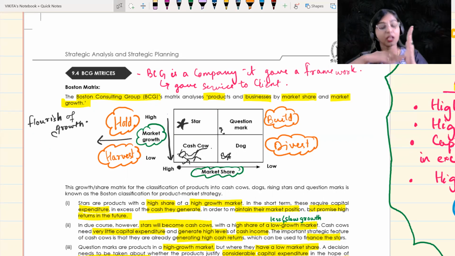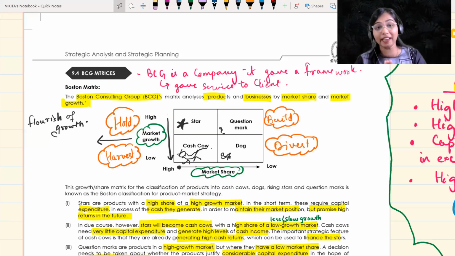So in this matrix, we have the market growth on this axis and market share on this axis. There are two very important ingredients of this matrix. Repeat with me, what is it? Market growth, which says about the growth of that particular product in that market. And market share is the number of people who are able to actually buy, the number of people who know about the product.